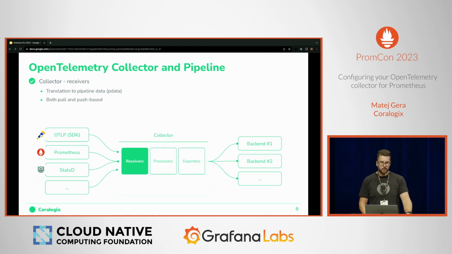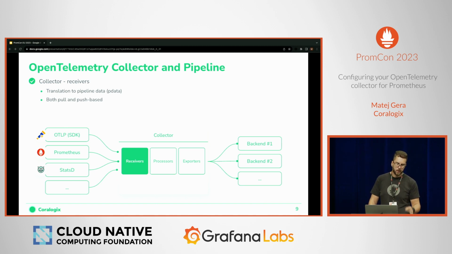So first of all, the receivers, as the name suggests, receive the telemetry data, and quite simply, their main task is to translate the format that it's coming from into the internal representation of the telemetry data, which is called pipeline data, or sometimes P data for short. So whatever the format is that is coming in, it will always be translated into this internal representation, which is then used inside of the collector.